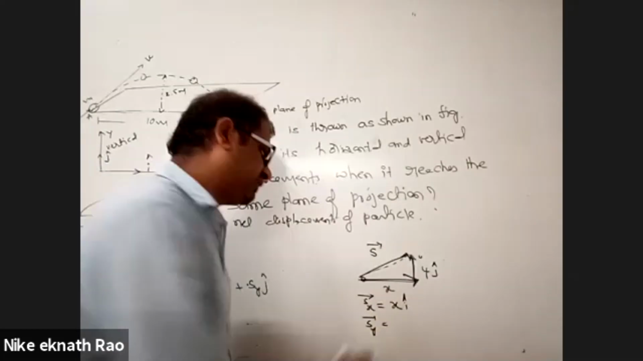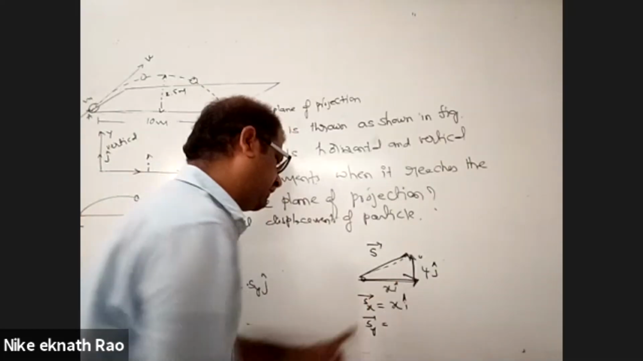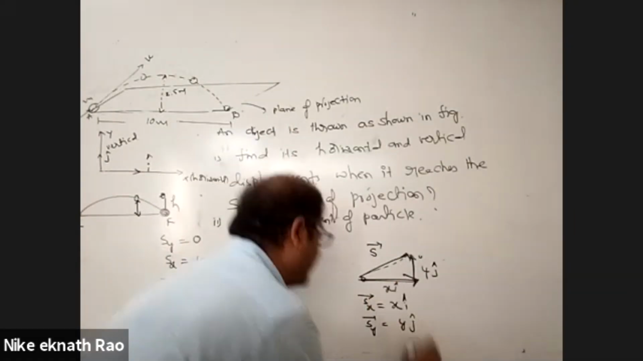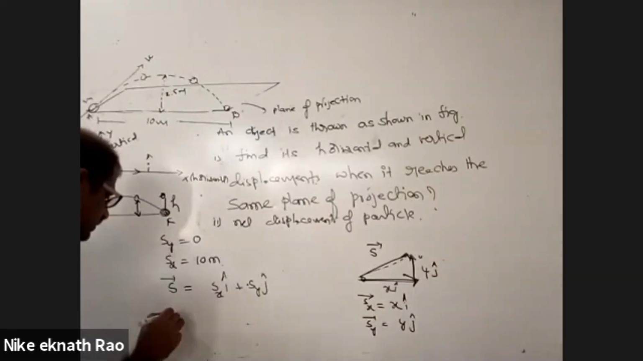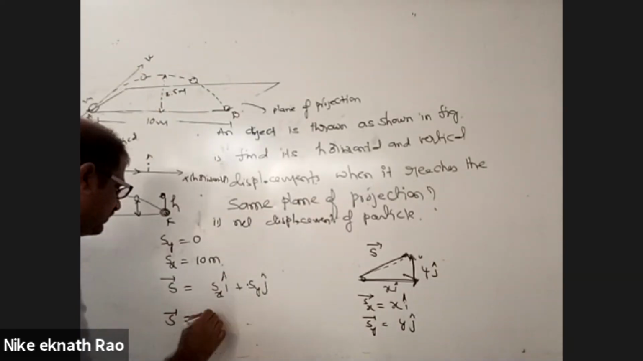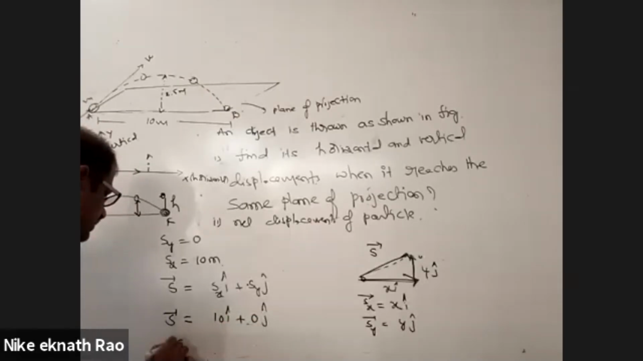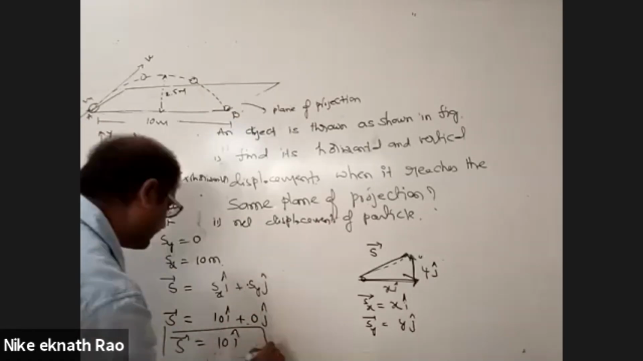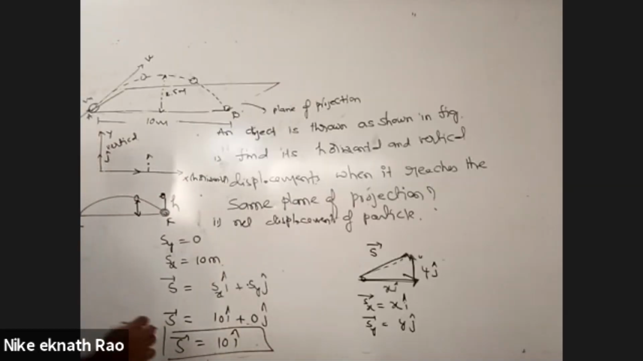Triangle law: x displacement, y displacement. So x displacement is x into i cap, y displacement is y into j cap. So you can write the net displacement is equal to Sx into i cap, 10 into i cap, plus 0 into j cap. So net displacement is only what? 10 i cap. And magnitude, how much here?